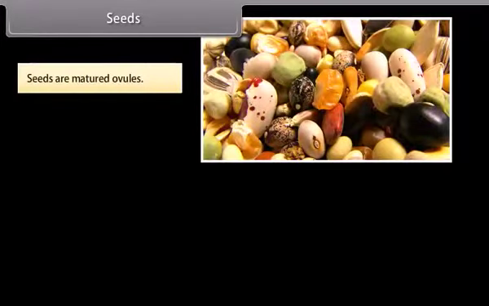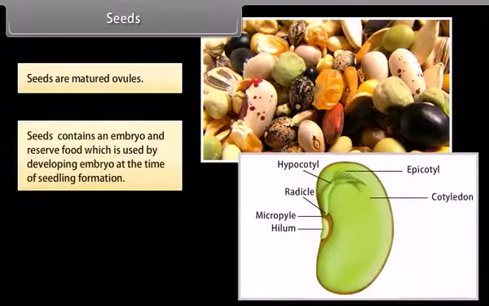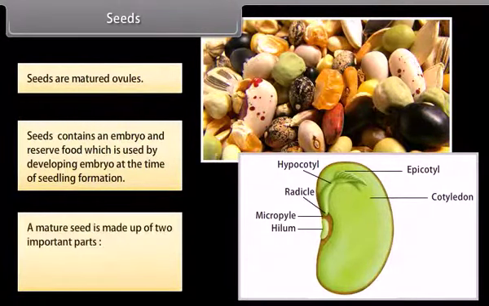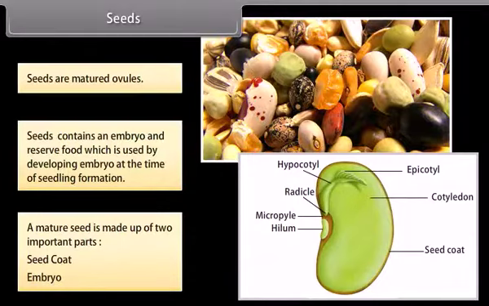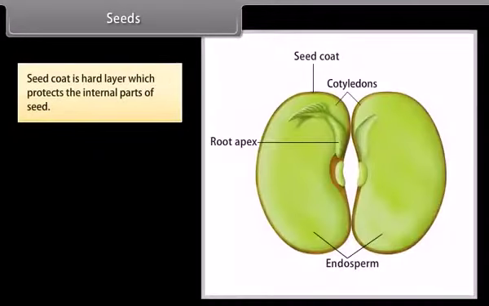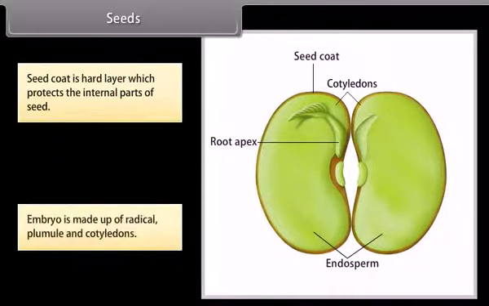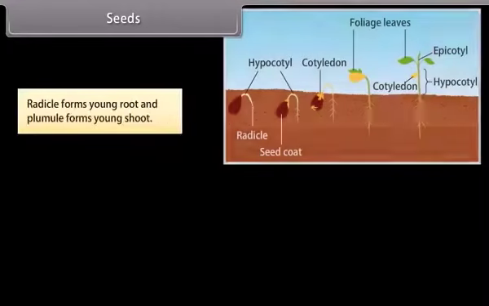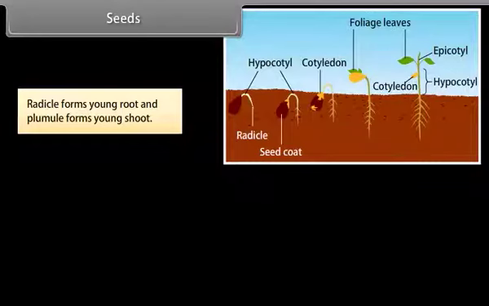Seeds. Seeds are matured ovules. Seeds contain an embryo and reserve food which is used by developing embryo at the time of seedling formation. A mature seed is made up of two important parts: seed coat and embryo. Seed coat is hard layer which protects the internal parts of seed. Embryo is made up of radicle, plumule and cotyledons. Radicle forms young root and plumule forms young shoot.